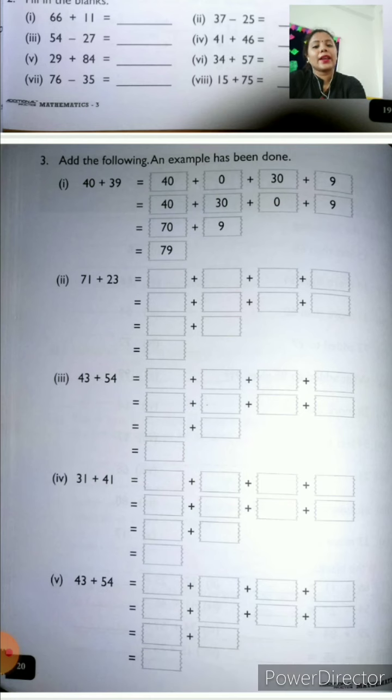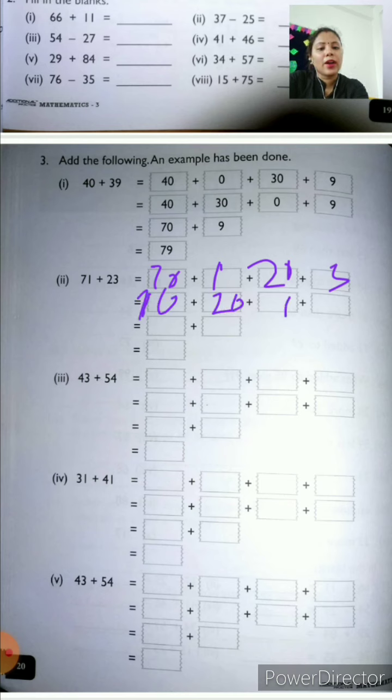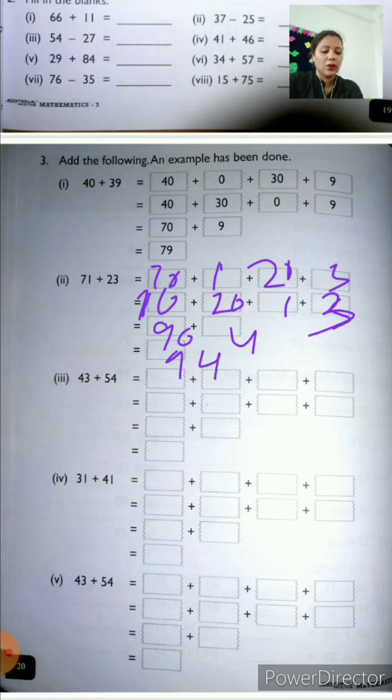In question number 2, it is 71. So write it 71. Expand it. 23, 20 plus 3. Now write all the tens in one place and all the ones in another place. So it's 70 and 20 and 1 and 3. So 70 and 20 is 90 and 3 plus 1 is 4. So answer is 94.